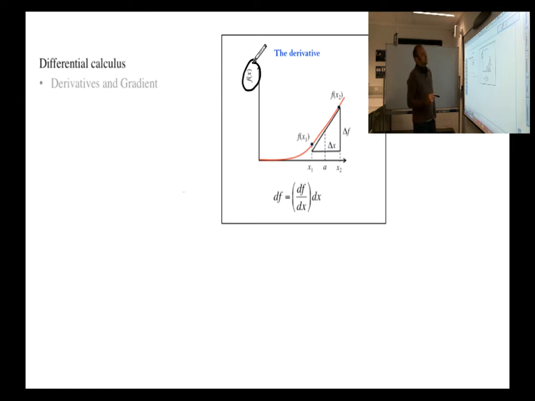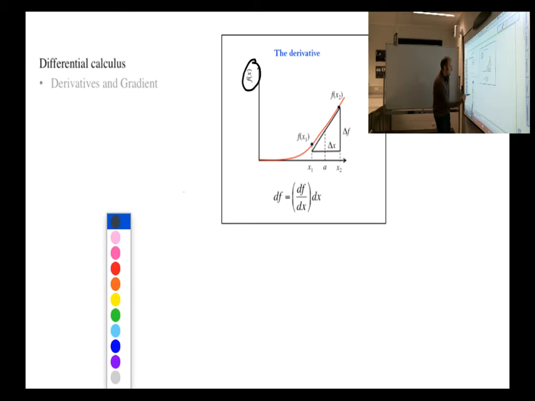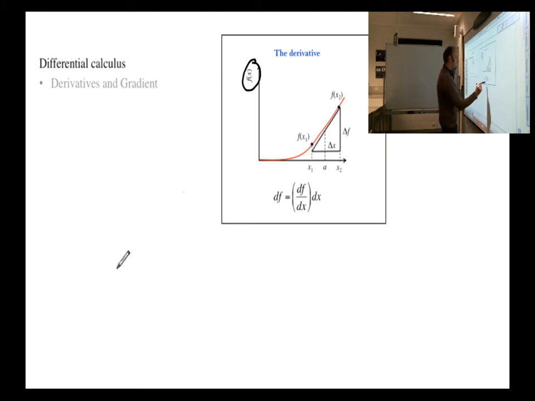Geometrically speaking, it gives us the slope. So here we have df is equal to df over dx dx. And the df dx, the derivative, is essentially a proportionality factor.